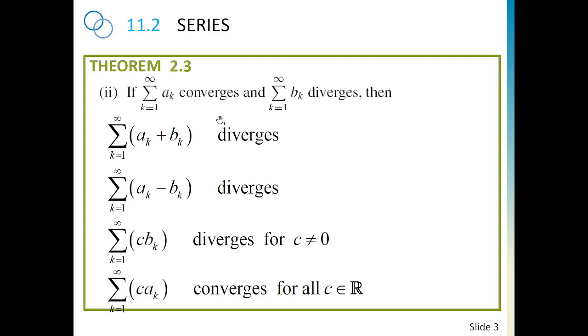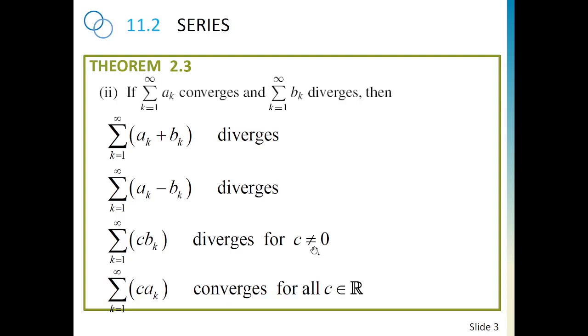Now, another important property is when one series is convergent and the other one is divergent. In that case, the sum of the general terms produces a series that is divergent. If we subtract them also, we get a divergent series. So you see, one of them must be convergent and the other one divergent. In that case, if we add them, the resulting series is divergent. If we subtract them, the resulting series is divergent. And if we multiply a divergent series by any number, well, we get another divergent series, obviously.